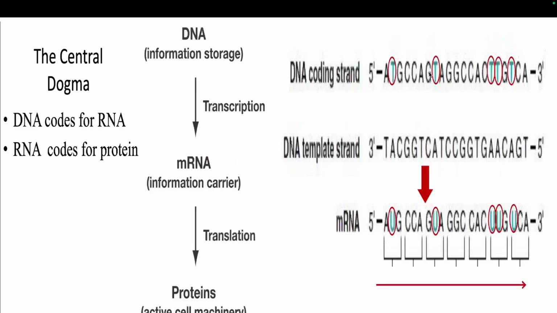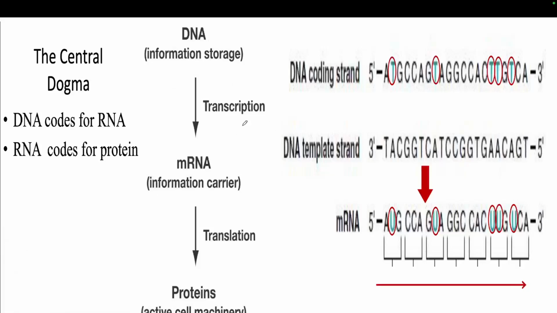Today we will discuss transcription. Before going into that, we have to look at what the central dogma is. The central dogma is a flowchart of how DNA is converted into protein. Firstly, we have the nucleotide sequence, which is called DNA. It is the information storage.